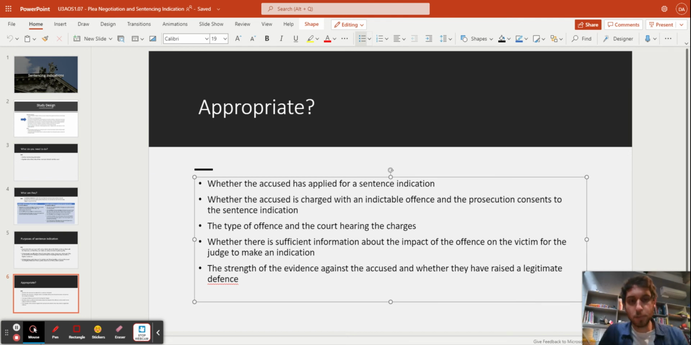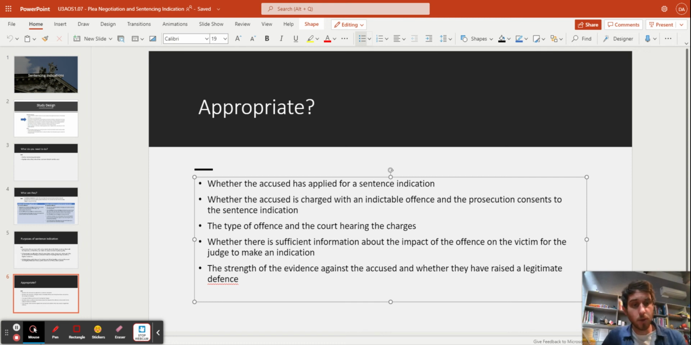Because, to give you an example, let's imagine you've been charged with 21 counts of murder, and you're in the Supreme Court and you're a notorious serial killer. And you ask the court for a sentence indication. You say to the judge, hey, if I plead guilty right now, what's going to happen to me? Well, the answer to that is obvious, isn't it? If you've been charged with 21 counts of murder and you plead guilty, you are always going to go to jail. It's a pointless question. It doesn't help for you to ask the judge, hey, if I plead guilty, will I go to jail? Yes, you will. So at that stage, it would not be appropriate. It would be a waste of time for you to ask for a sentence indication because we already know what the outcome is going to be.